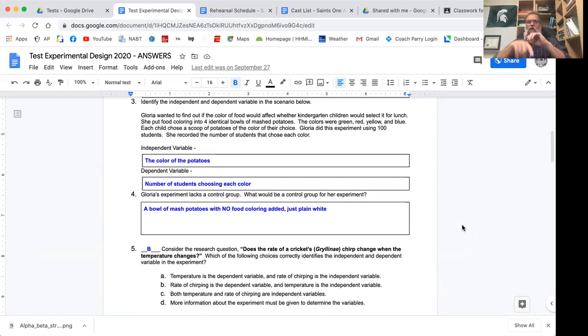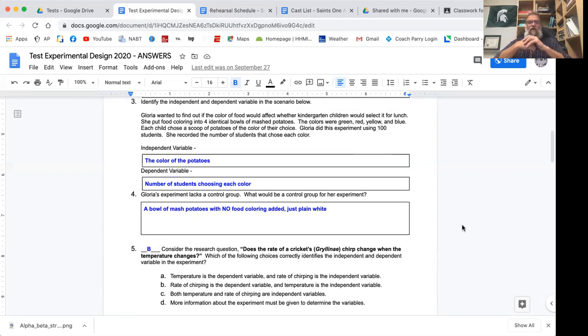So what is Gloria manipulating? What is Gloria changing herself? What she's changing is the color that goes into the potatoes. She's the one that picked 4 different colors. She's the one that mixed the 4 different colors. So that's our independent variable, the color of the potatoes. And then how is she going to know if the color made a difference? She was counting the number of children that chose each color. So that becomes our dependent variable, the number of students that chose each color.